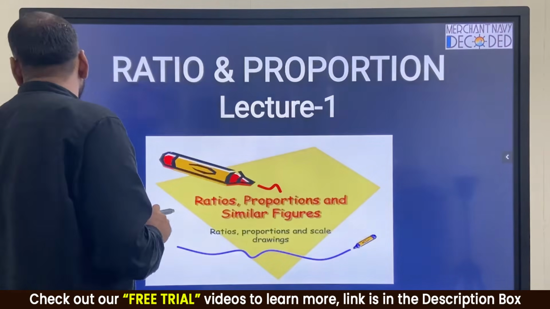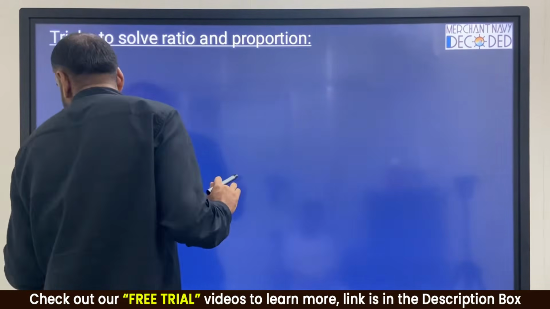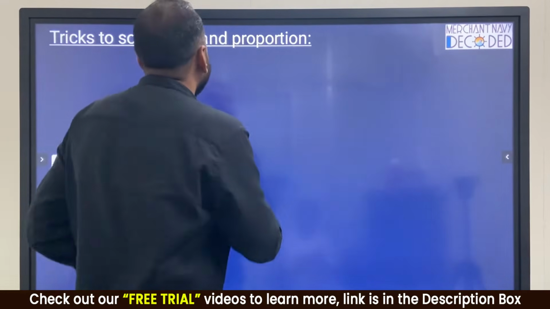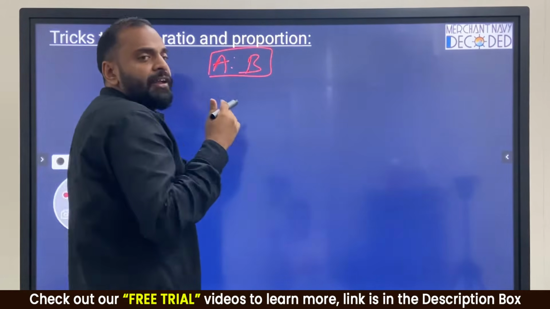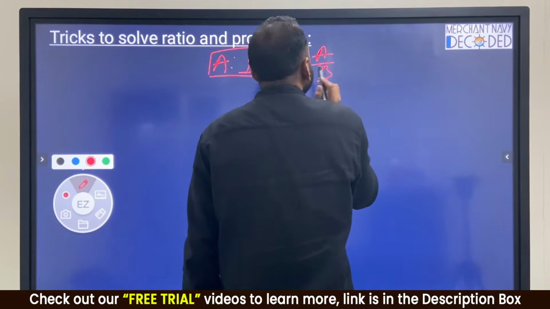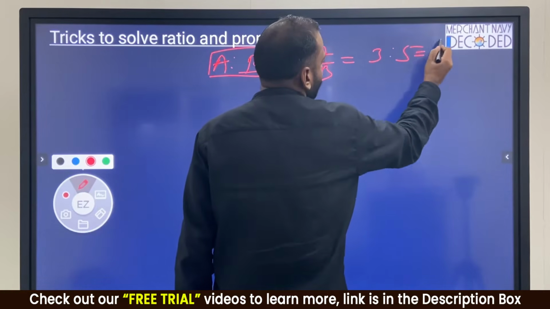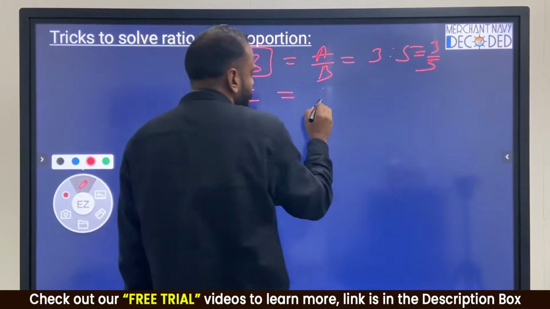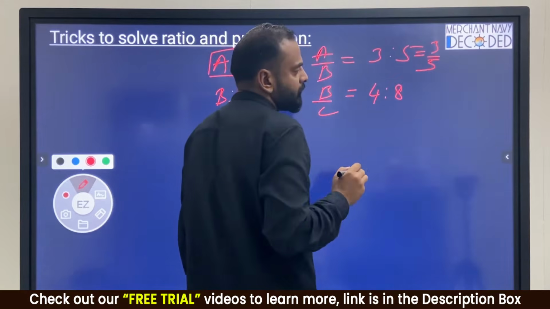So again, this is a mostly asked question from this topic, and a scoring topic as well. See, tricks to solve ratio and proportion. Suppose A is to B. What does it mean? A ratio B, simply, or we can write it as A by B. Suppose A is to B is given 3 is to 5, meaning 3 by 5. And meanwhile B is to C is given, meaning B by C is given 4 is to 8, meaning 4 by 8.